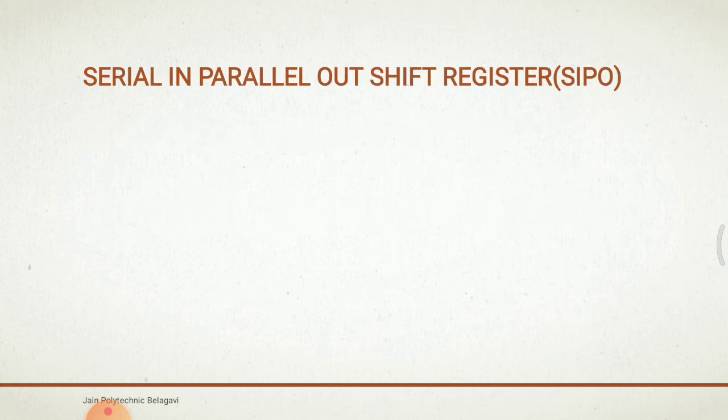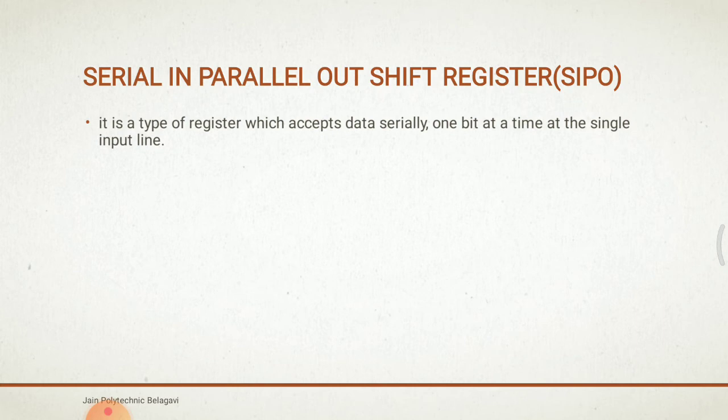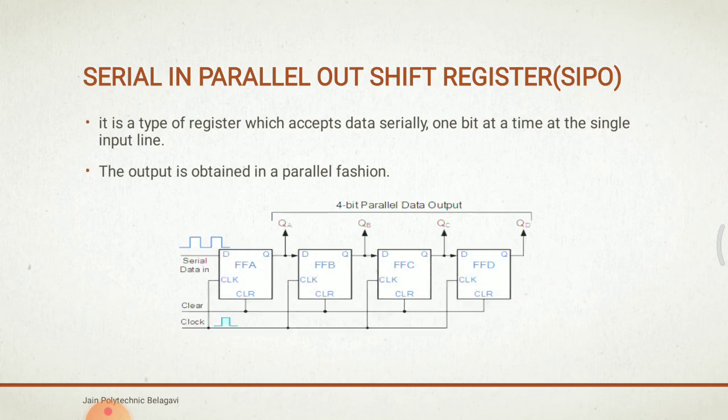Next, serial input, parallel output shift register. Serial input, parallel output means it is a type of register which takes the data serially, one bit at a time in a single input line, but the output is in a parallel fashion. You can observe the waveform here. There will be flip flops: flip flop A, B, C, D.